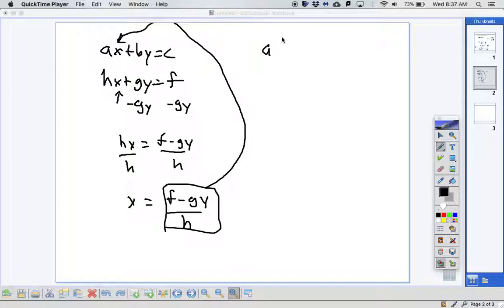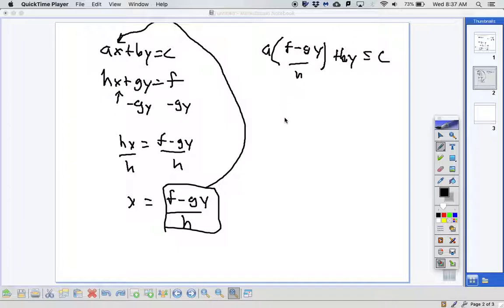So I got a times, now instead of x I'm going to write all of this. So I got f minus gy over h. And I still got plus y. And we still have equal to c. Now we have to get rid of these parentheses, so we're going to distribute.